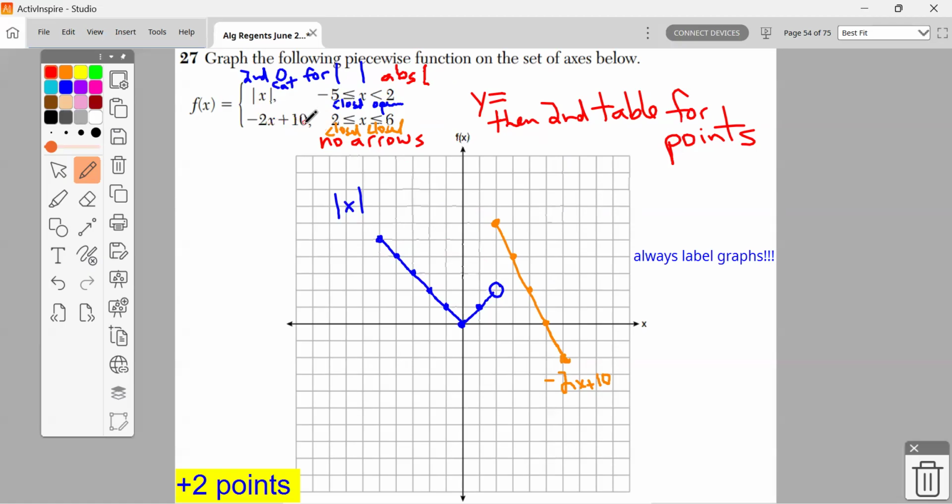Then we want to graph the line -2x plus 10. This time we're going from 2 to 6. It includes 2, it includes 6, closed dot and closed dot. So from 2 to 6 right here, no arrows on the ends. Always make sure that you label your graphs. By the way, on a side note, this is a function. This dot includes it, this dot does not. So it passes the vertical line test still.